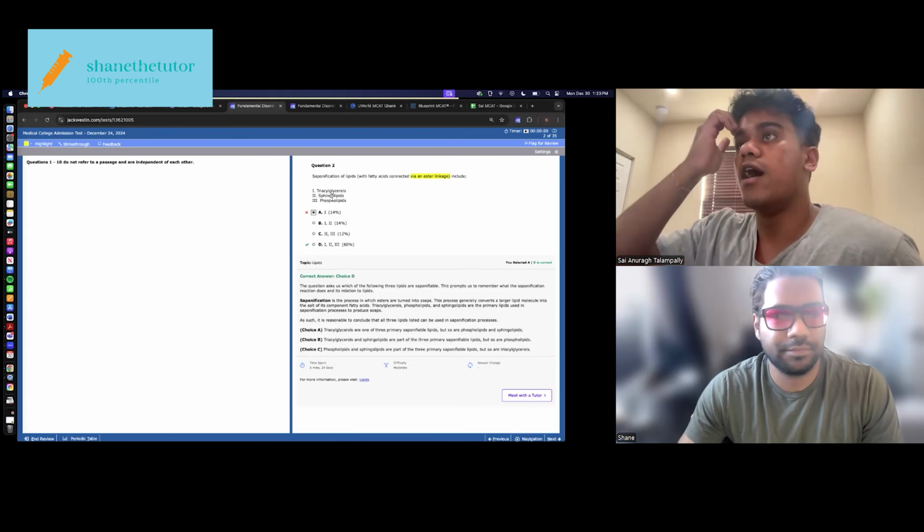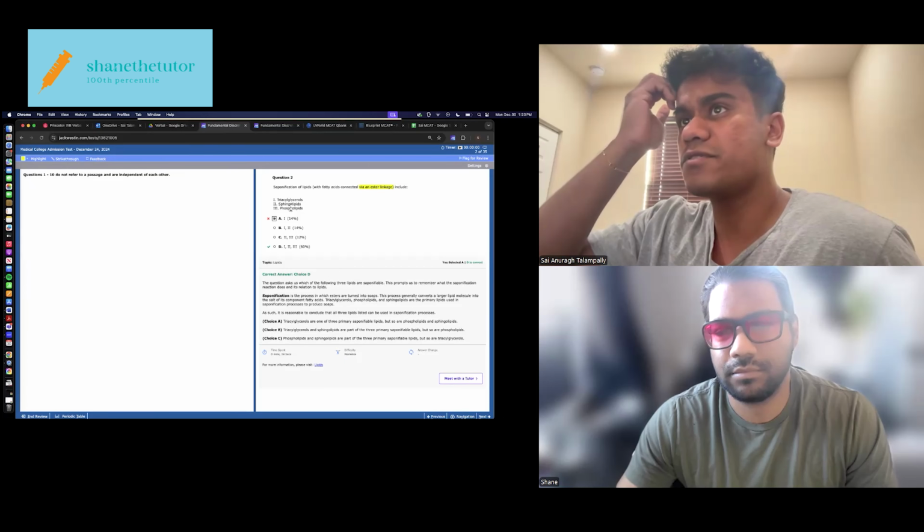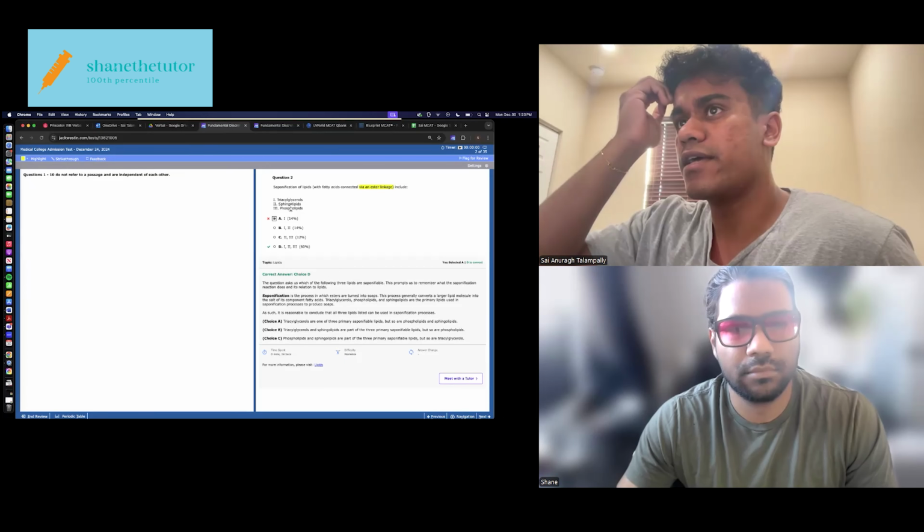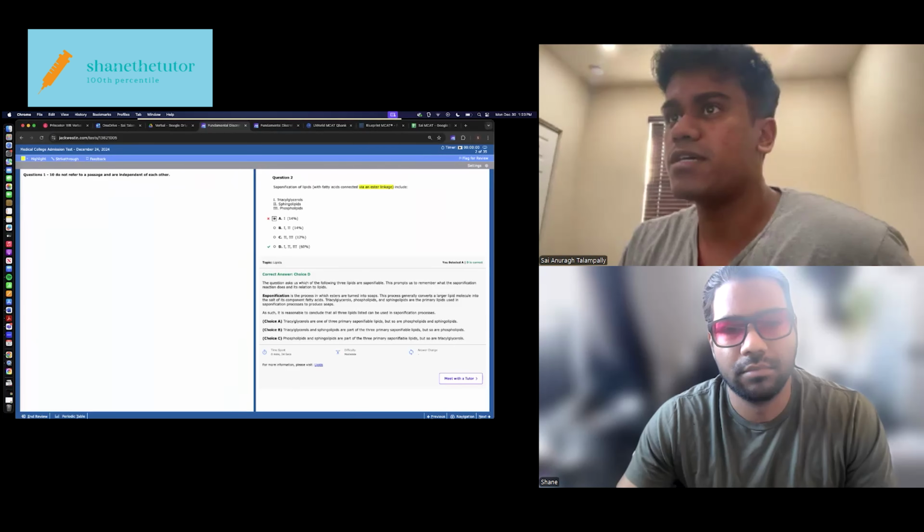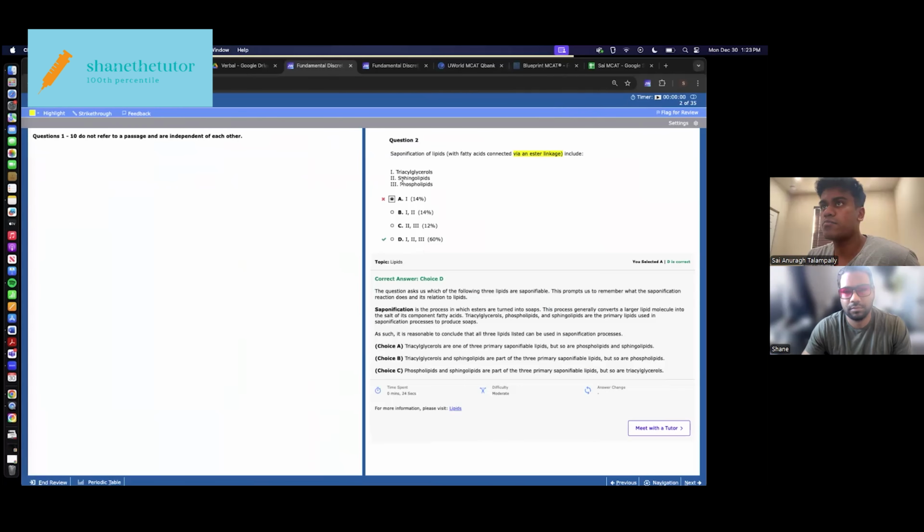Okay, so I'm kind of confused here about why it's all of them, because a sphingolipid does not have an ester linkage, right? I don't really understand why saponification would work for all of them.